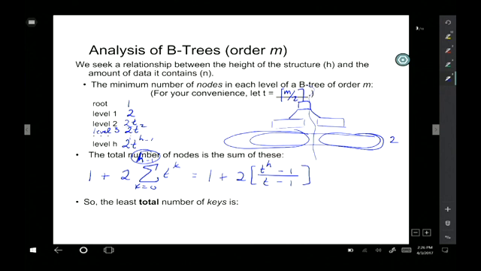This is the total number of nodes. N is keys, though, not nodes. N is the number of keys, and that's what we need to count. So the least total number of keys, well, how many keys might be in the root? 1. Good. And then in each one of these other nodes, how many keys are there?